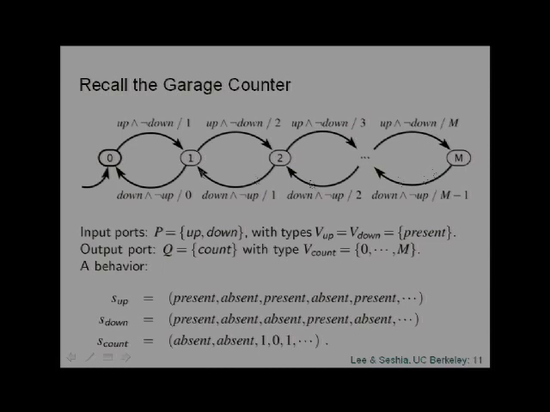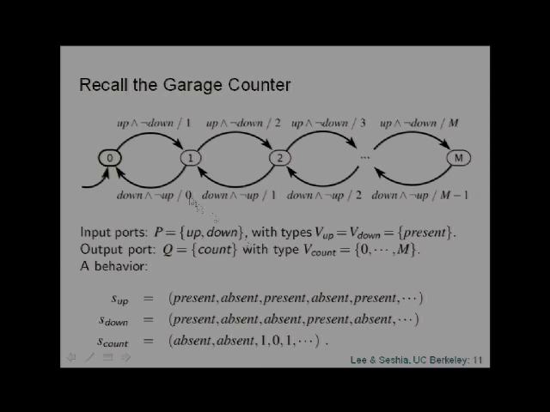So if you get a sequence of inputs like this, right? In this case, up and down are both present, then nothing happens to the count. If they're absent, nothing happens. But if up is present and down is absent, then you count up to 1, etc. Okay, so that's an execution trace of the system.